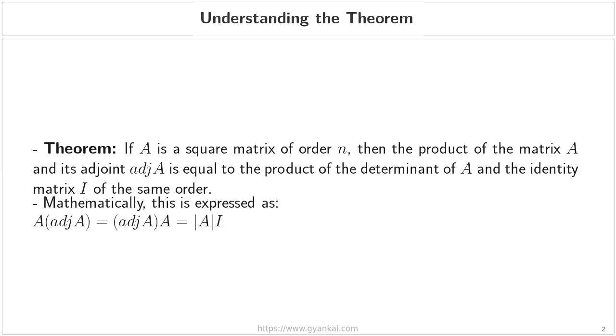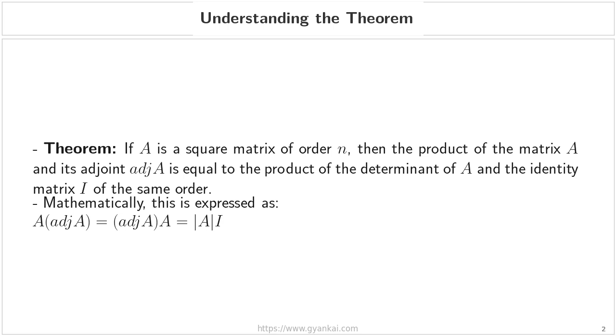To see this more clearly, let's look at the mathematical notation. We express this relationship as A multiplied by adj A equals adj A multiplied by A, which both equal the determinant of A, times the identity matrix I.